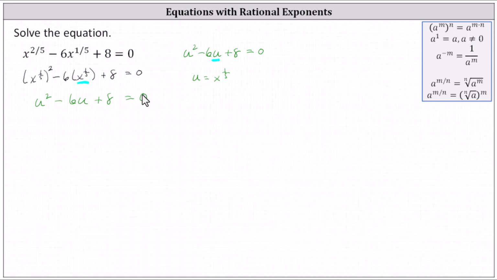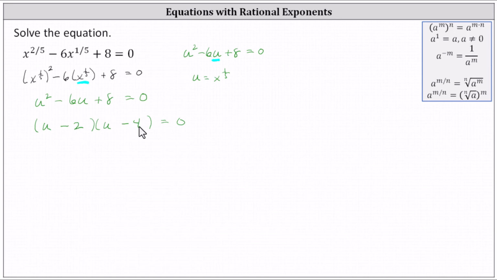Let's go ahead and factor the equation in this form. If it does factor, we will have two binomial factors. The factors of u squared are u and u, which go in the first positions of the binomial factors. The second positions must be the factors of positive 8 that add to negative 6, which are negative 2 and negative 4, which indicates we have a factor of u minus 2 and a factor of u minus 4.